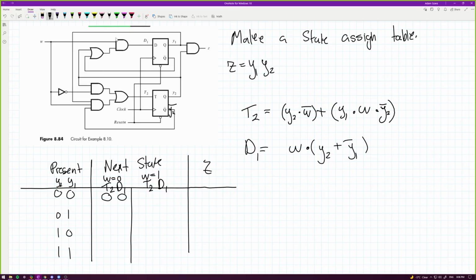Okay. Is there any faster way of filling this in? Let me know. I don't know. This is how I'm going to do it. I'm just going to use the function. So I just wanted to ask again, did we decide this was a Mealy machine or a Moore machine? It is a Moore machine.